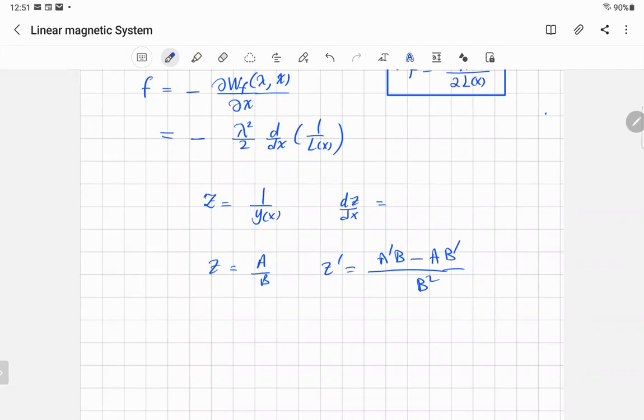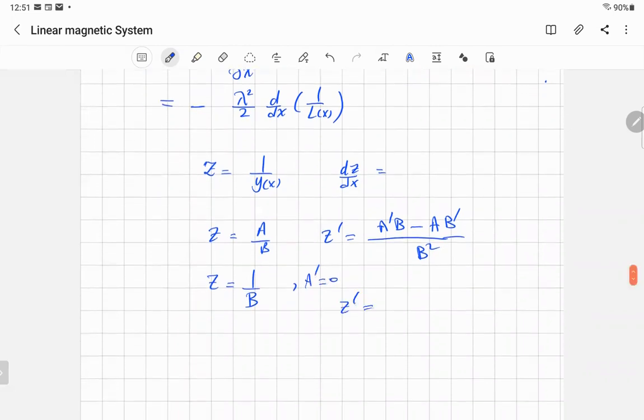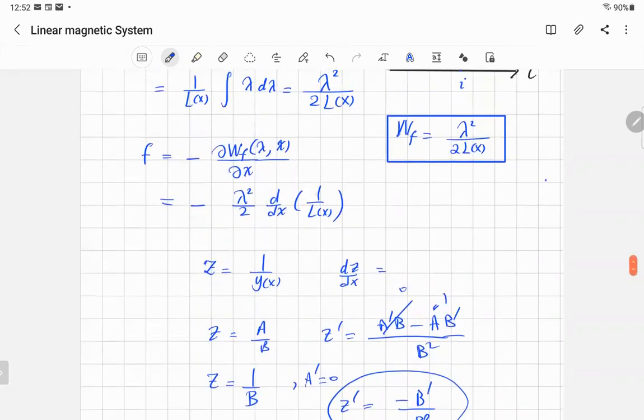If a equals 0, so now when you have z equal 1 over b, it means a dash is equal to 0. So let's just substitute. A dash will be equal to 0. This term is gone. Minus ab dash, and a equals 1, so you have minus b dash over b squared. So if you have 1 over a function, the differentiation is equal to minus the differentiation over the square of the derivative. So you have here 1 over L(x).